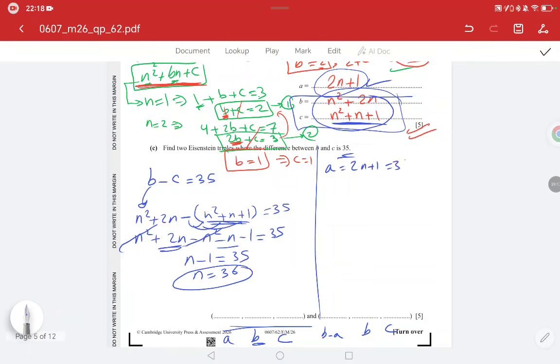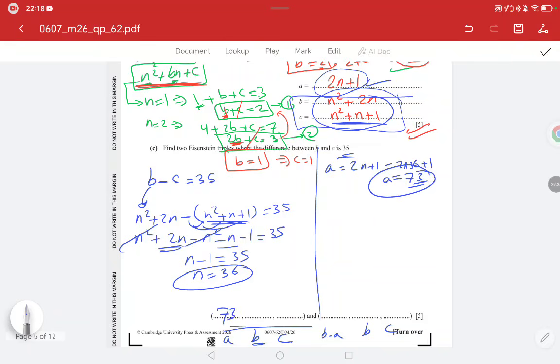Okay, so 2 times 36 plus 1, so it's 72 plus 1, 73. So a is 73.